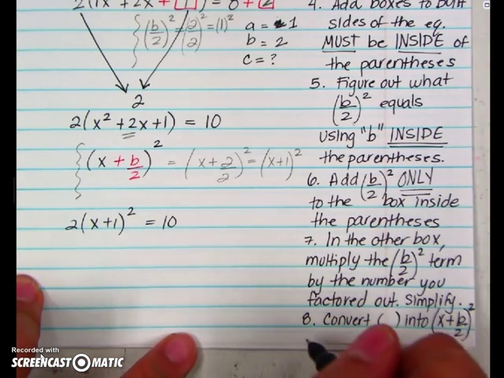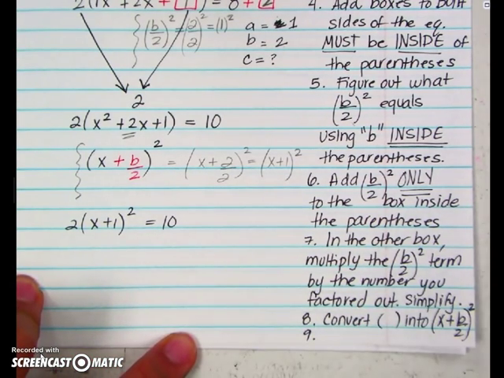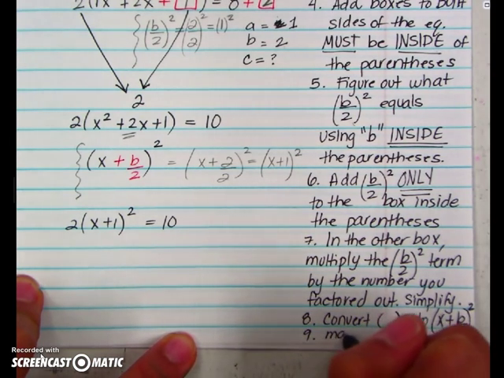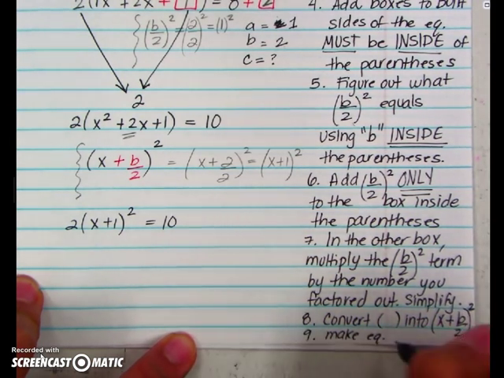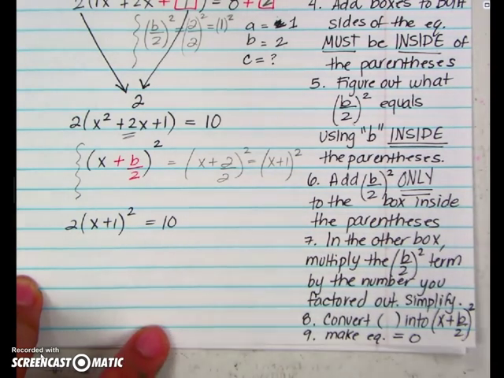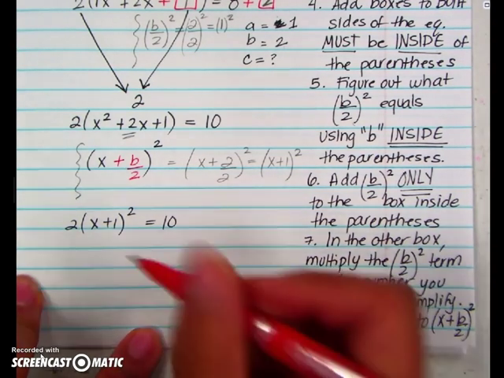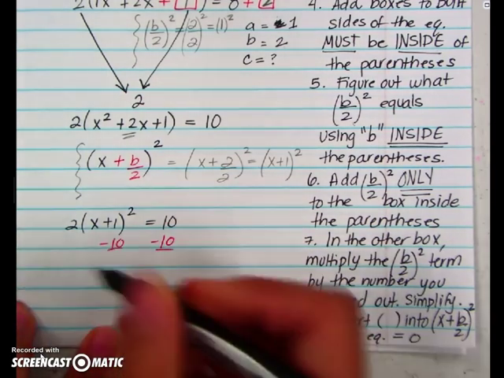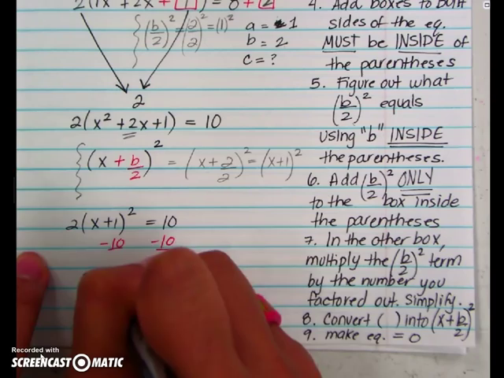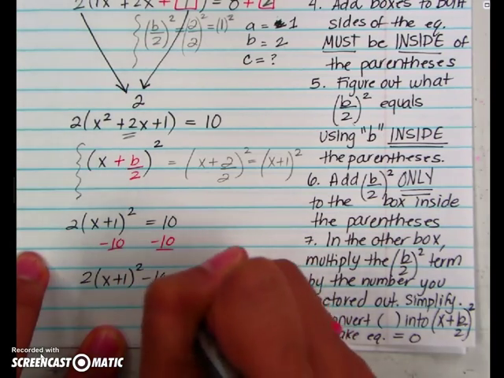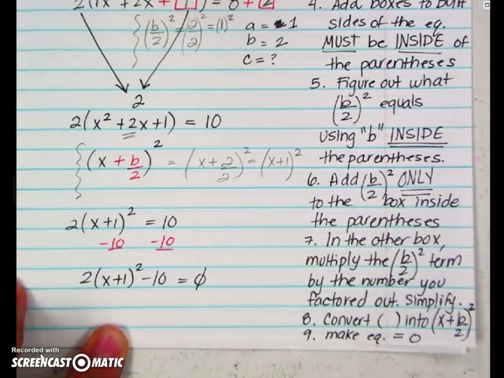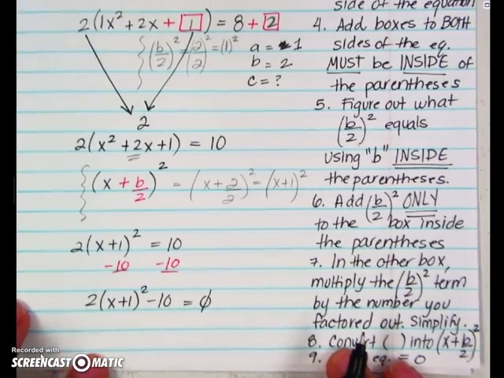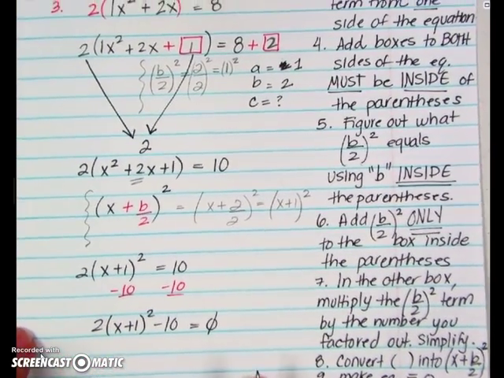And if you remember, our last step in our video from yesterday and the day before is to make the equation equal to 0. How do I make the equation equal to 0? You're going to subtract 10 from both sides, so you're left with 2 parentheses x plus 1 squared minus 10 is equal to 0. So now we went from standard form to vertex form.